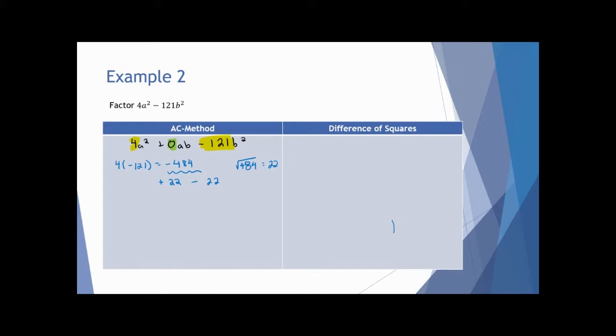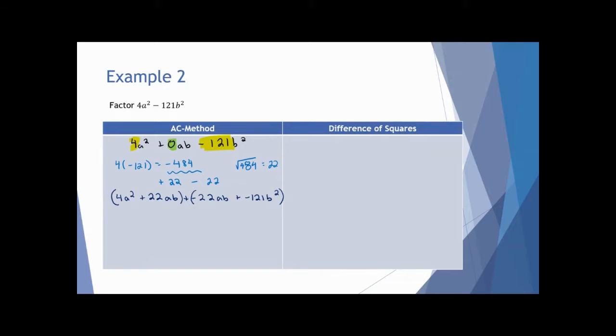So once I've determined those numbers, then I have to rewrite my expression. I'm going to have 4a squared plus 22ab plus negative 22ab, and then let's just make that a plus negative 121b squared. The middle term is ab, so that's why I have 22ab and minus 22ab. Then I need to group the first two and the last two together, and then I start factoring out the greatest common factor.